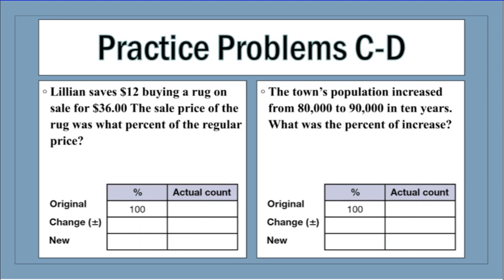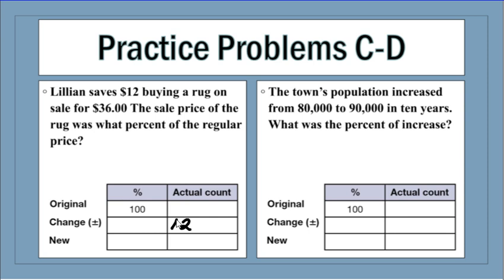Next two problems. Lillian saves $12 buying a rug on sale for $36. The sale price of the rug was $36. What percent of the regular price? So she saves $12 buying a rug on sale. So it's a change of $12.